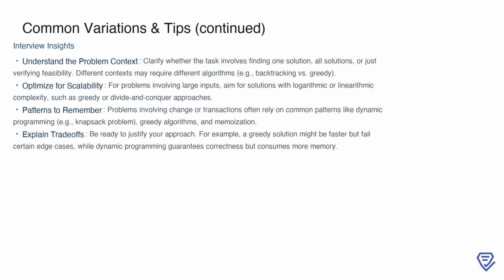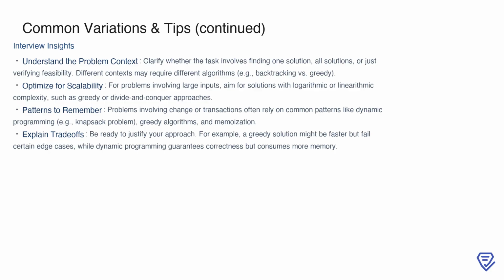To excel in interviews, it's crucial to understand the problem's context. For instance, you need to clarify whether the goal is to find a single solution, all possible solutions, or simply verify feasibility. Each scenario may require a distinct approach, such as greedy algorithms for efficiency or backtracking for completeness.